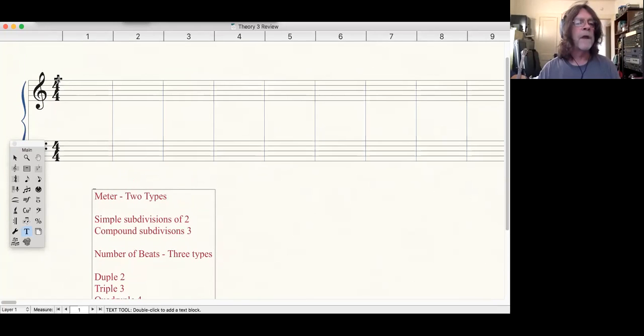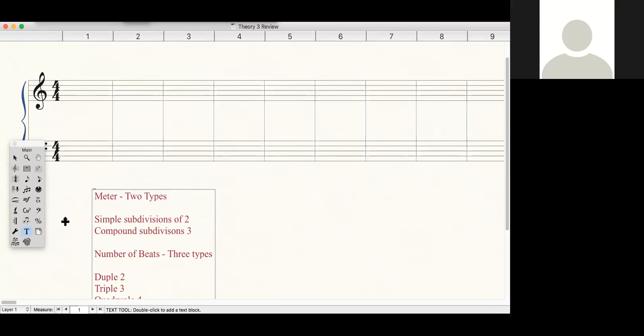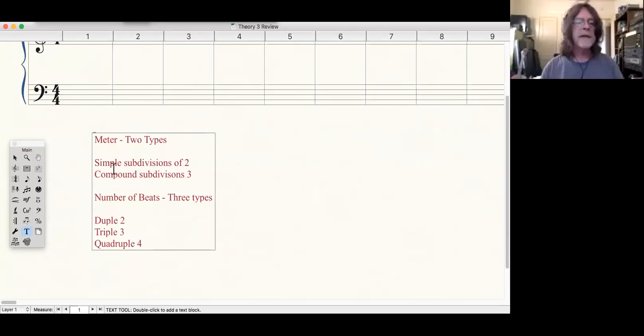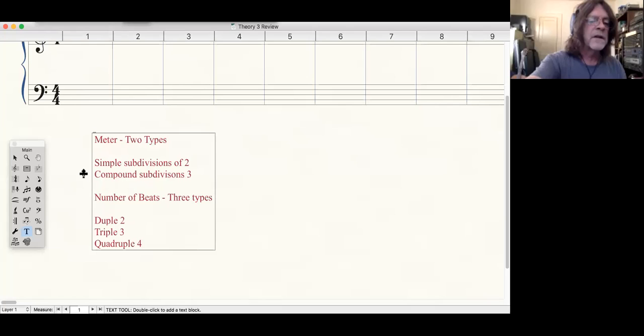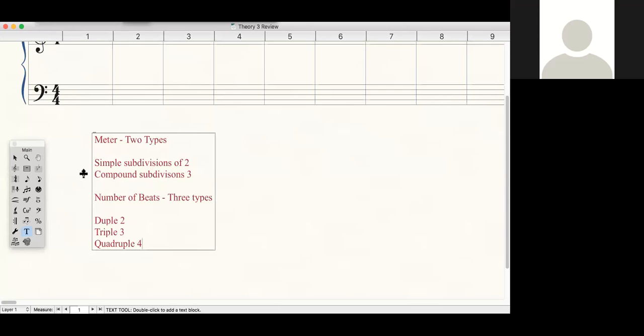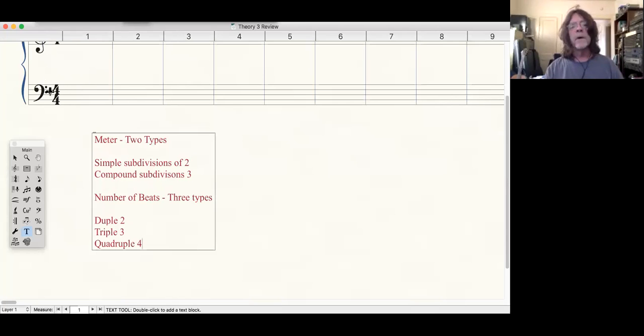4 4 right here. Do you see this? It says 4 4. Which one is that down here? You start out by saying it's either simple or compound, and then duple or quadruple, the number of beats. So who said what? Simple quadruple. All right. Now the upper number in this is what?